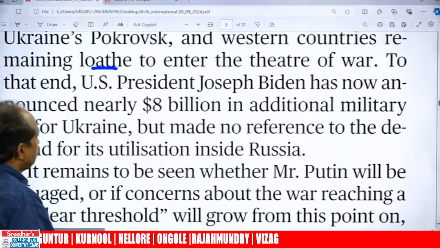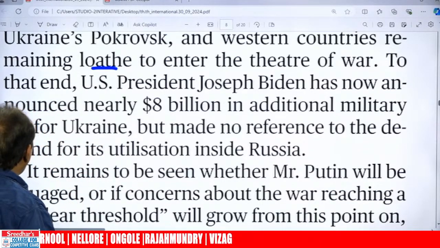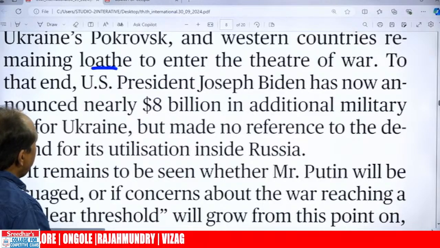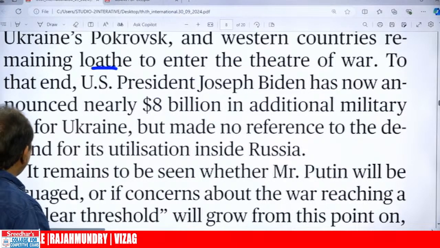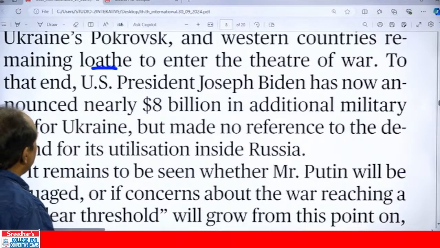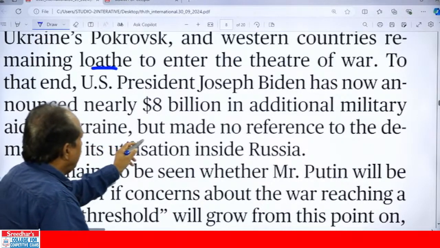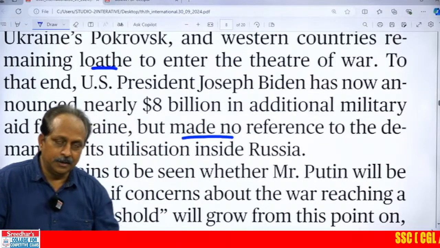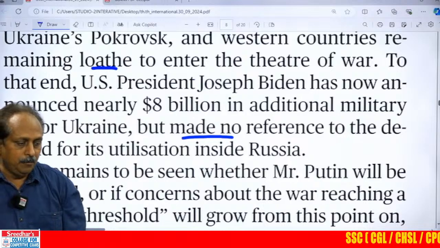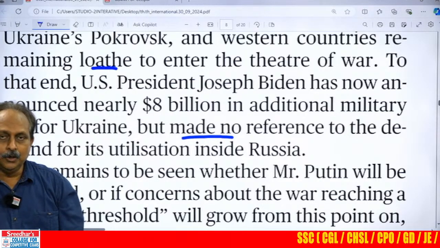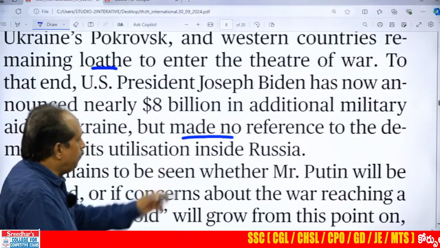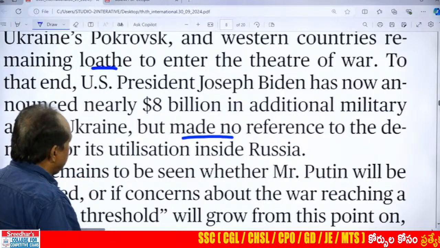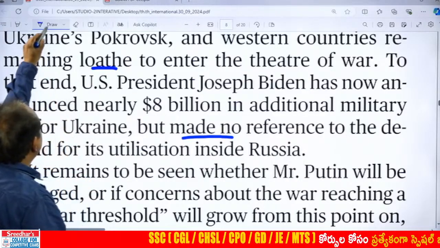To that end, US President Joseph Biden has now announced nearly $8 billion in additional military aid for Ukraine, but made no reference to the demand for its utilization inside Russia. He has given that 8 billion, but has made no condition, has made no demand for its use in Russia.